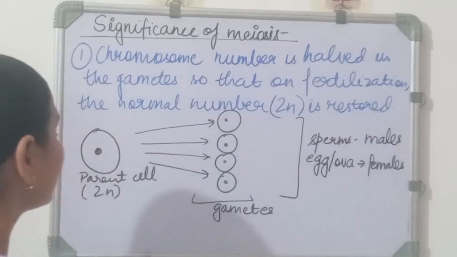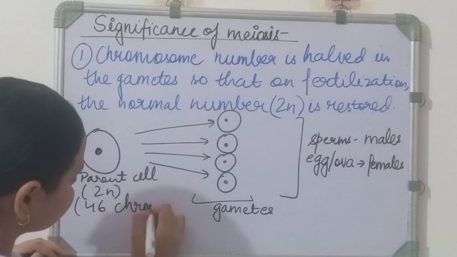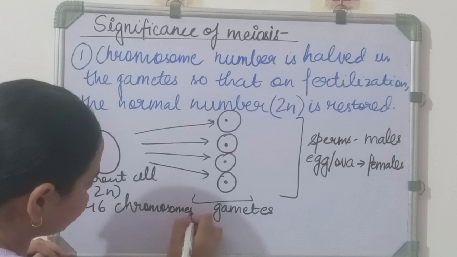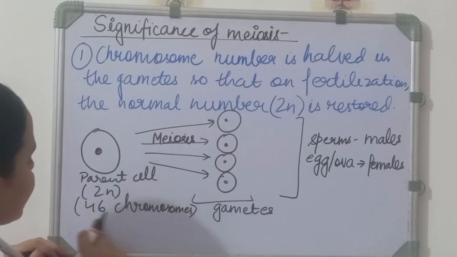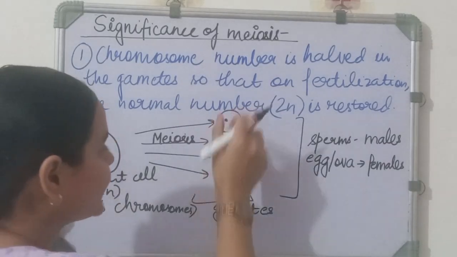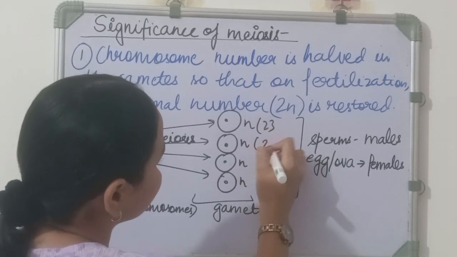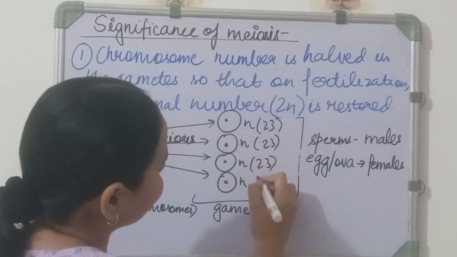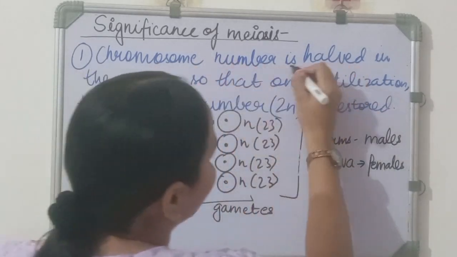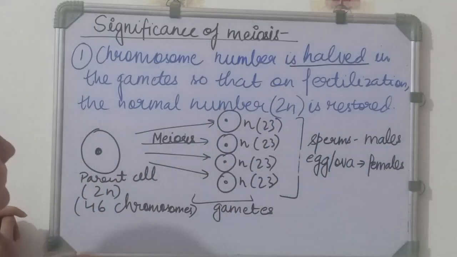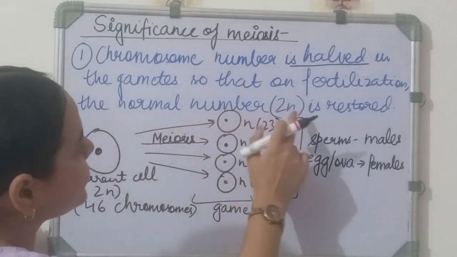Now, the parent has 2n number of chromosomes, meaning 46 chromosomes. After meiosis, this 2n number is halved. So now each gamete will have just n number of chromosomes, meaning 23. Each will have 23 chromosomes. So this point is clear that chromosome number is halved in the gametes, so that on fertilization the normal number 2n is restored.